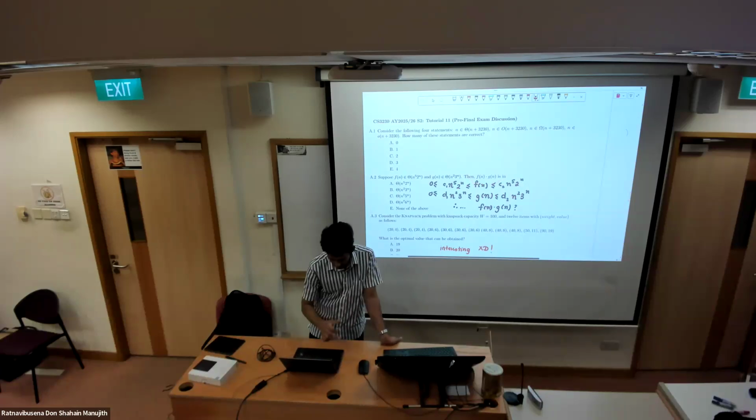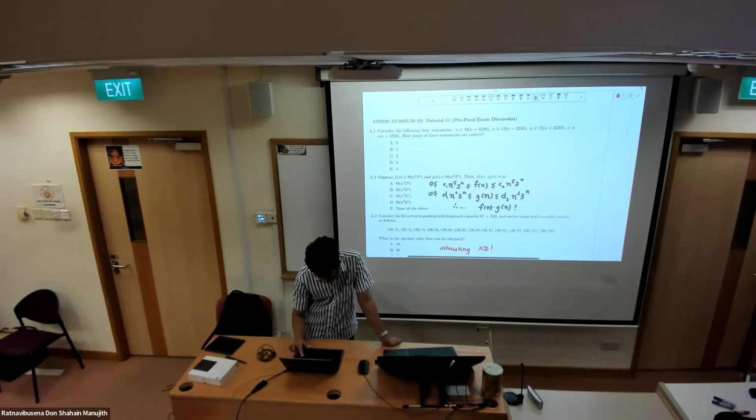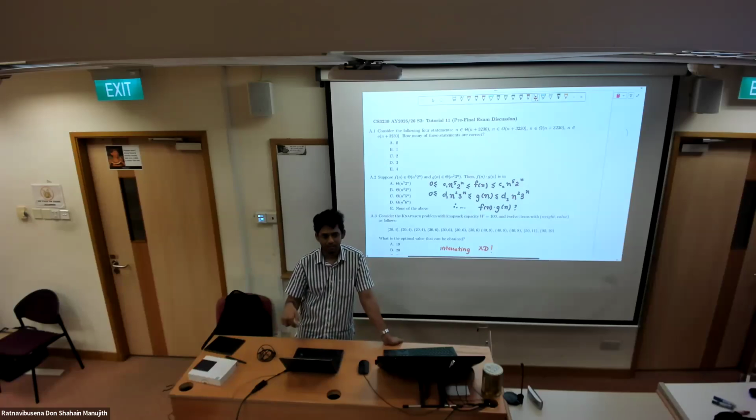Okay, so now we know that by definition of theta n, Fn is at least C1 times n to the 5 to the n, at most C2 times n to the 5 to the n. So this is at least 0, and Gn is at least d1 n square 3 to the n, at most d2 n square 3 to the n. Then you know that Fn times Gn is at most C2 d2 times n to the 7 6 to the n, and at least C1 d1 n to the 7 6 to the n. So therefore, Fn dot Gn is in theta of n to the 7 6 to the n, right? So just multiply this, right?